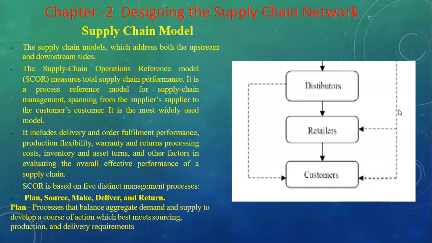Process reference means which process needs to come first, then second, then third in delivering from sourcing and manufacturing, from the supplier to the customer. It is the most widely used model, mostly used in supply chain management. The main thing is that in this model, you can measure the performance better.